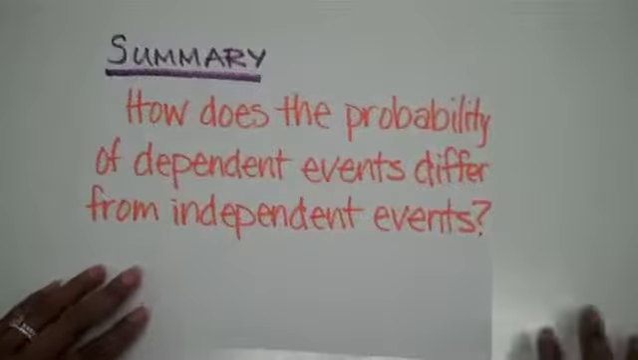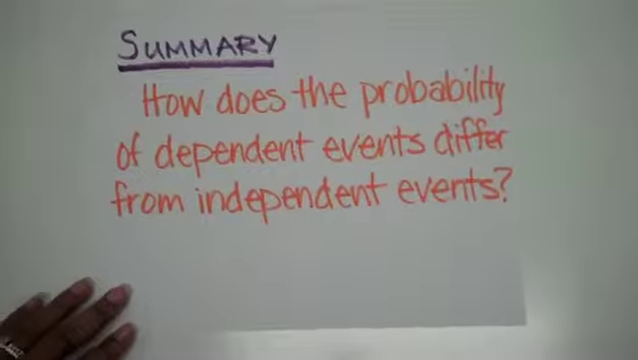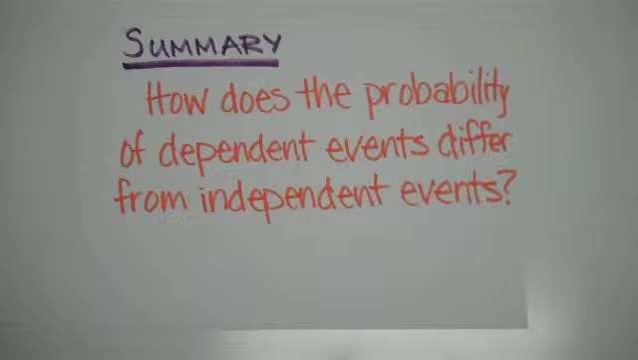Also, don't forget your summary that is supposed to be at least 2 complete sentences, and you should be answering the question, how does the probability of dependent events differ from independent events?